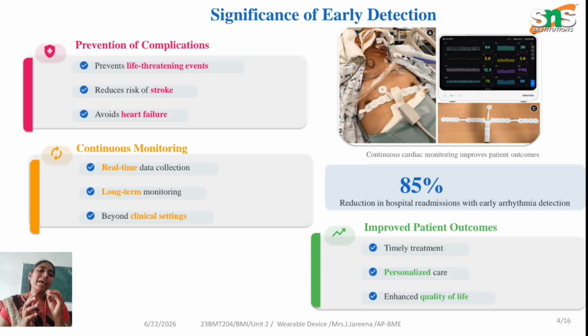So what is the significance of early detection? Because once an arrhythmia happens, there is very little chance for the patient to survive. So we need to detect it at an early stage to prevent things like life-threatening events, stroke or heart failure. That is the reason we use wearable cardiac monitors to enable continuous monitoring, with frequent real-time data collection of patients, and long-term monitoring.